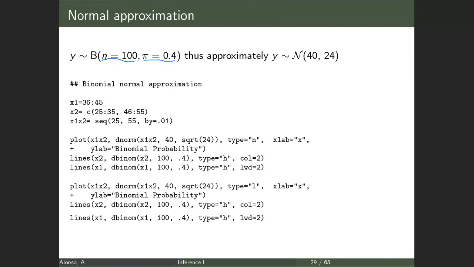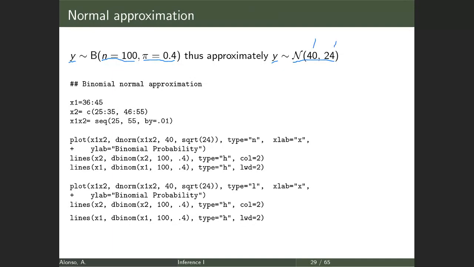And you know that the number of successes in this sample, the number of successes in repetitions, will follow a binomial distribution. And the central limit theorem guarantees that the number of successes in 100 repetitions is going to be approximately normal with mean 40, 100 times 0.4, and a variance equal to 24.